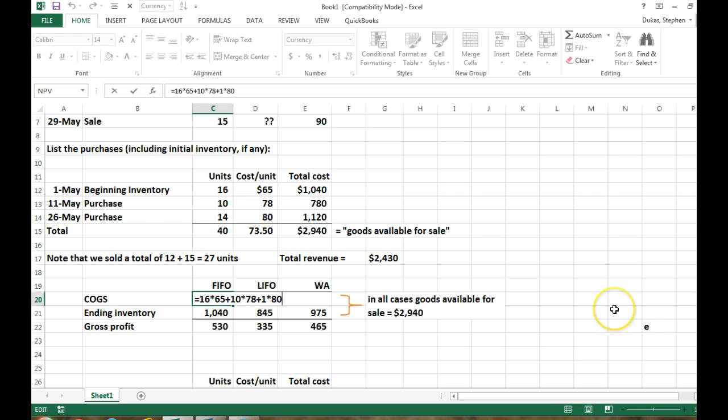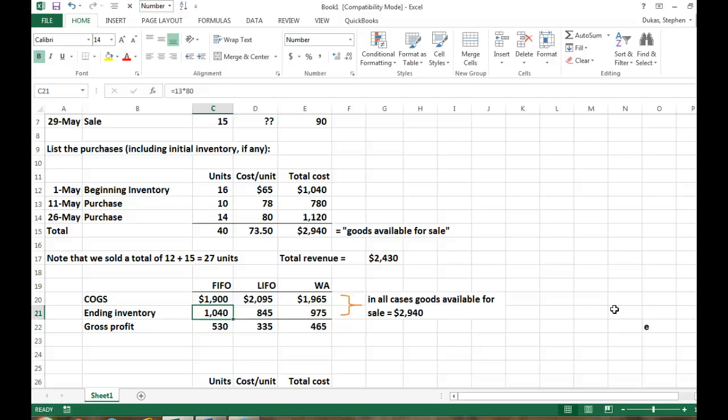What that means is cost of goods sold under FIFO is the 16 times 65 from May 1 plus the 10 units at 78 from May 11th plus one more unit at 80 from May 26. 16 plus 10 plus 1 equals 27, which is the total number of units I've sold during the month. Under FIFO, the total cost of goods sold is $1,900.